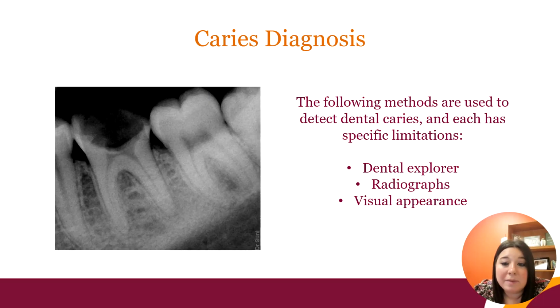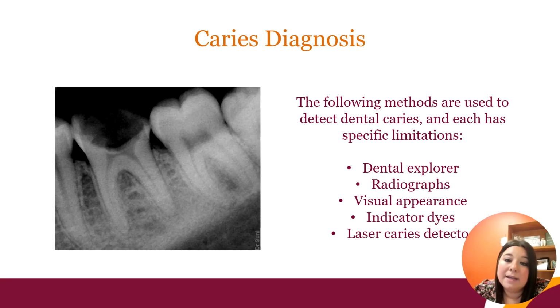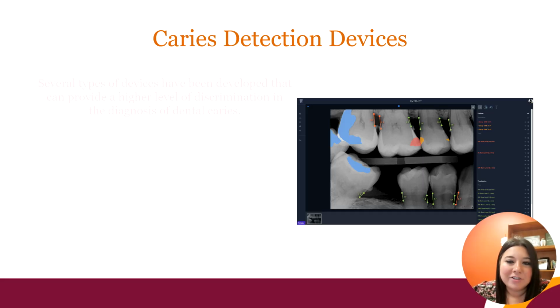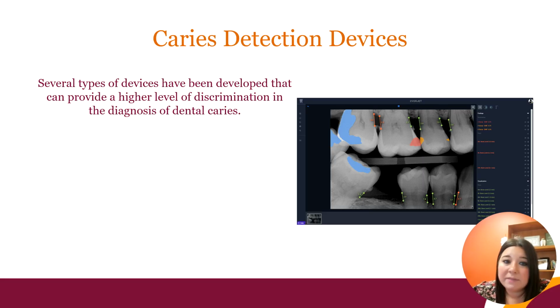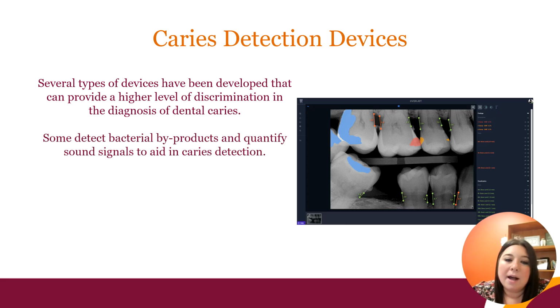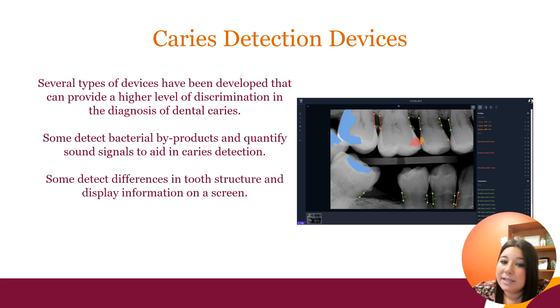Visual appearance, so just by looking in the patient's mouth and being able to see decay, indicator dyes, and laser caries detection. So things like the DIAGNOdent that is able to detect areas of decay. So caries detection devices. There are several types of devices that have been developed that can provide a higher level of discrimination in the diagnosis of dental caries. Some detect bacterial byproducts and quantify sound signals to aid in caries detection. Some detect differences in tooth structures and display information on the screen.